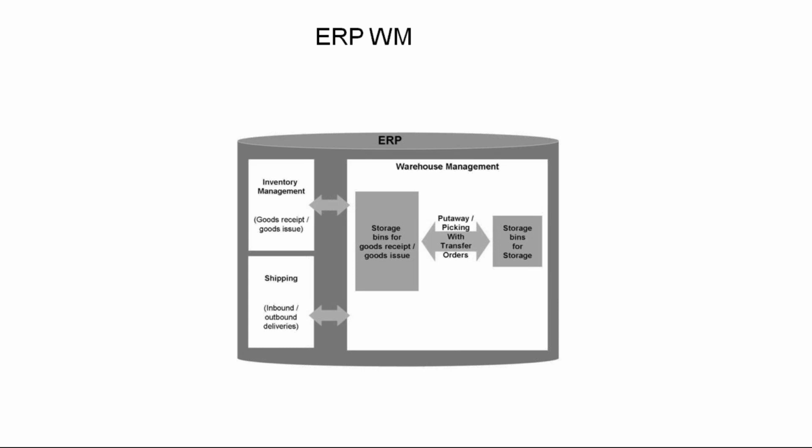Now we know that this delivery is executed in WM. How does the system know that? The interface is based on the movement type that you're using. So we have a tight integration there between IM and WM.